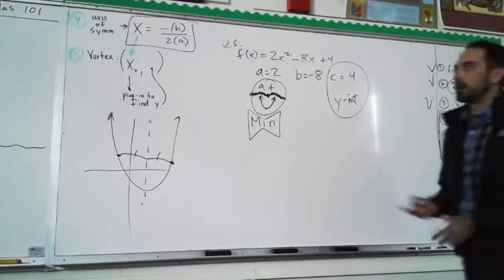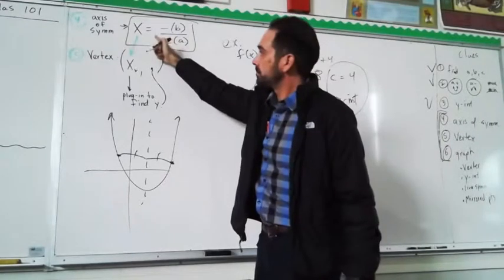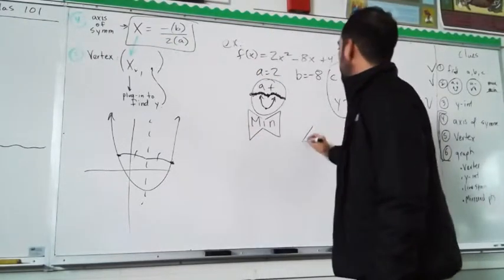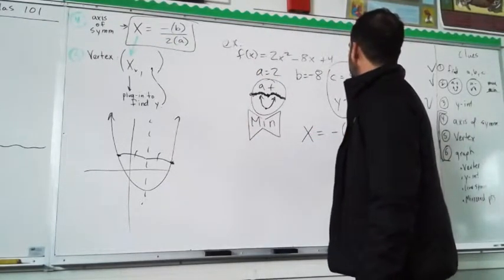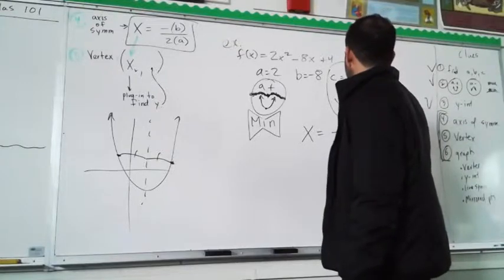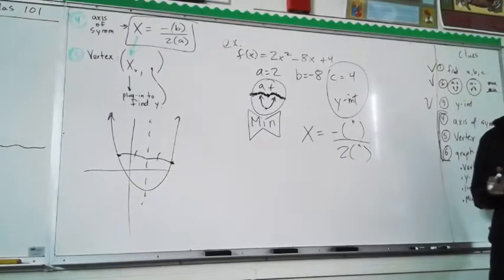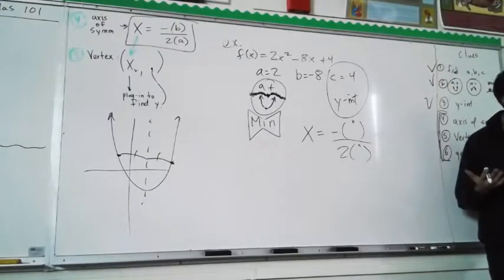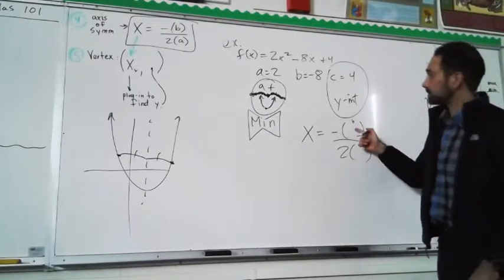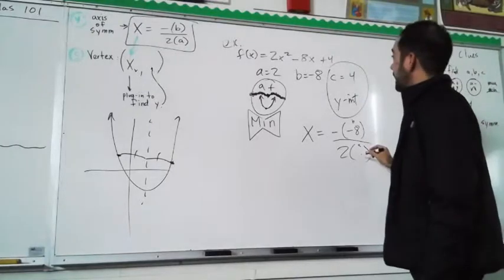Our axis of symmetry is set up just like this. X is equal to negative B over 2A. This is B, this is A. What should I put in for B? Each step isn't that hard, right? We just have to know what we're looking for. Negative 8 for B. A is 2.